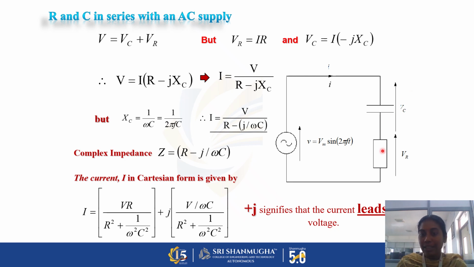Next we are connecting a capacitor and a resistor in series with the supply. Now V is equal to Vc plus Vr, the voltage drop across the capacitor and the voltage drop across the resistor. Vr is equal to I into R, and Vc is equal to I into minus jXc. The Xc value we know is 1 divided by omega C, 1 divided by 2 pi f C, and I is equal to V divided by R minus jXc, and the impedance Z is equal to R minus j divided by omega C. So here the minus j signifies the current leading the voltage.